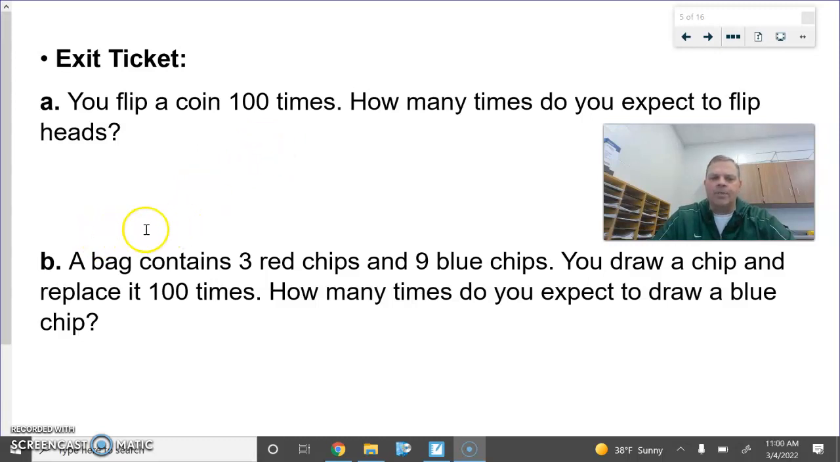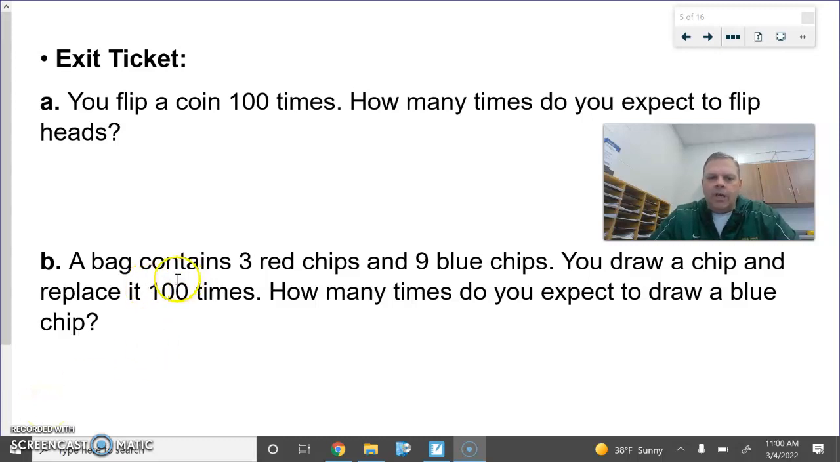Our second example is a bag contains 3 red chips and 9 blue chips. You draw 1 chip out of the bag and you put it back in the bag and then redraw again. So there are always 3 red chips and 9 blue chips in the bag every time you draw. How many times would you expect to draw a blue chip? Please turn to your neighbor and see if you can answer that question now.